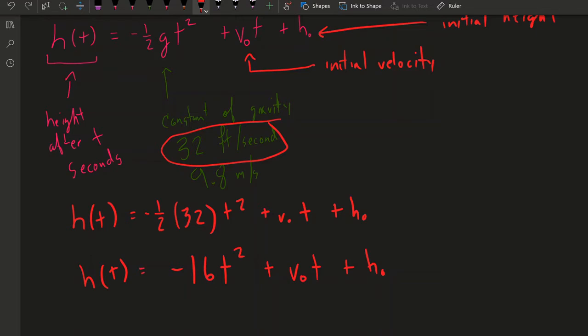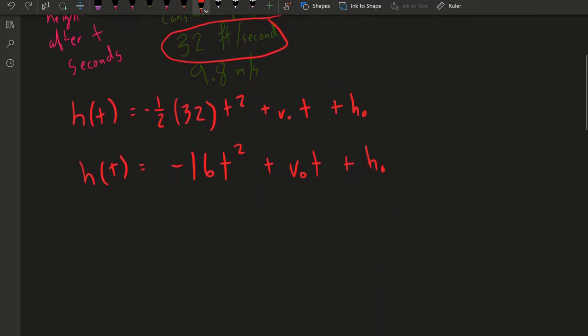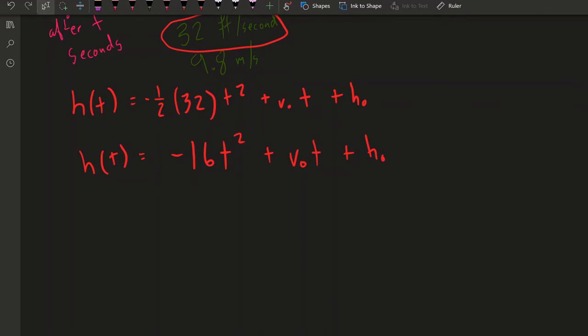Now, hopefully what you recognize is that this is a slightly fancier version of standard form that we've talked about before. Standard form of a quadratic function is y equals ax squared plus bx plus c. So you see in this case, a is negative 16, b is the starting speed, and c is the starting height.